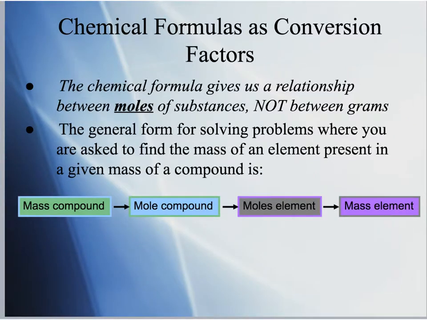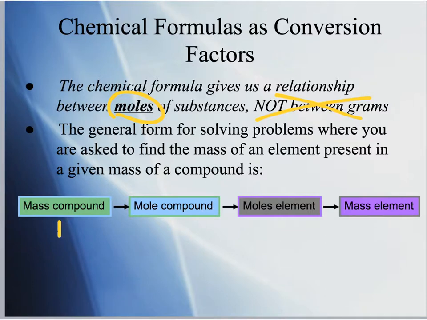All right, so we've seen in the previous couple of examples that, remember, we cannot go from grams to grams directly. So from grams of one substance to grams of another, we cannot go between them directly. We have to go to moles first. So the chemical formula gives us a relationship between moles of substances and not between grams. So here is a general schematic of how we're going to solve all the different kinds of problems here in this chapter.